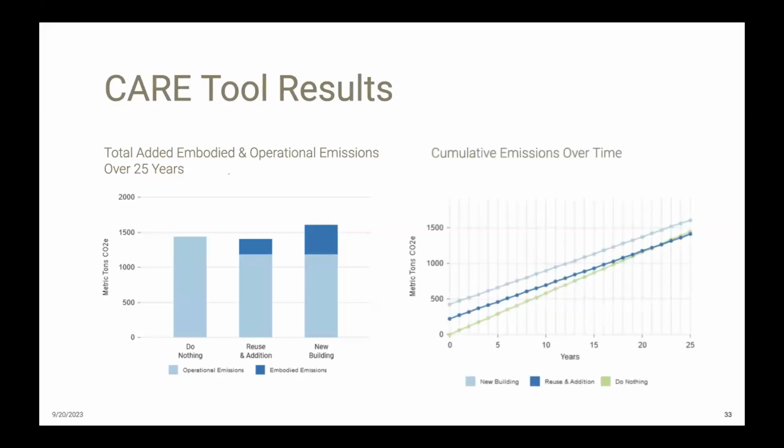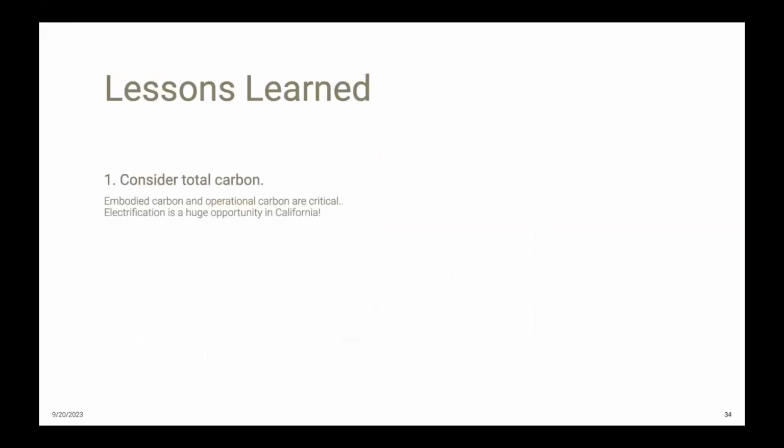Okay, and then now looking at the graph on the right, you see the building reuse case in dark blue takes over 20 years to surpass the do nothing case in green, which is a pretty long payback period. So that kind of brings us to our lessons learned. The first one is the importance of considering both embodied and operational carbon together when making decisions about whether to renovate or build new.